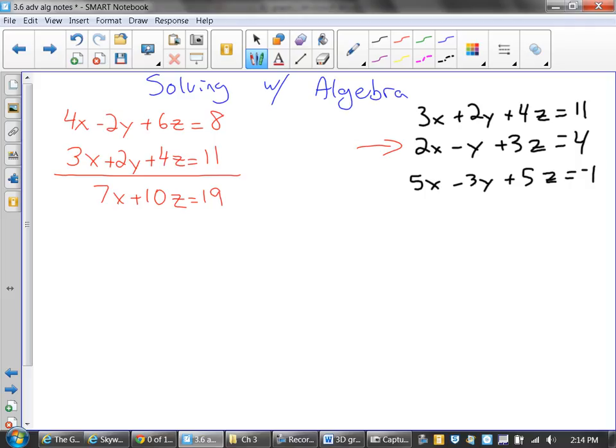Can you get fractions and decimals with these problems? Tonight, the problems I'm going to give you will be integer values. So if you start getting fractional amounts, you did something wrong. Is that fair? Yeah.